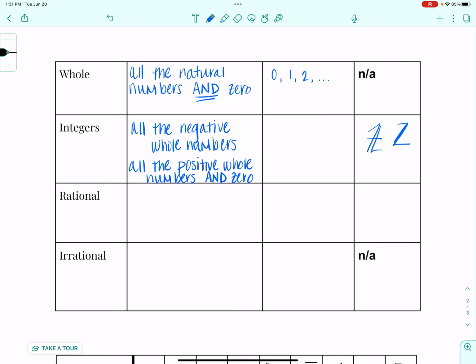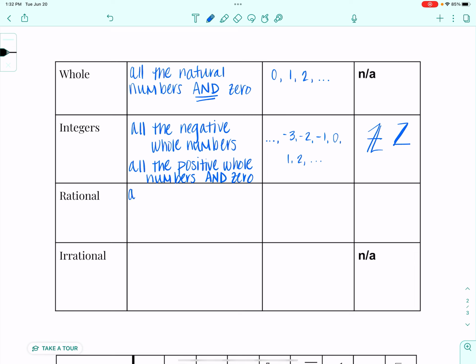These would be -3, -2, -1, 0, and it keeps on going forever and ever. The rational numbers are where people forget that you can make a fraction out of any number, unless it's irrational.